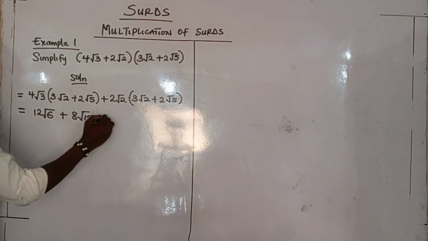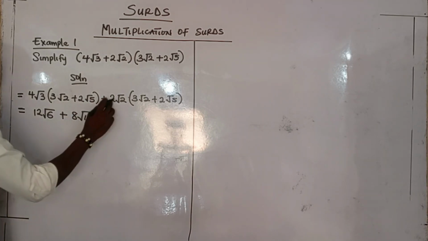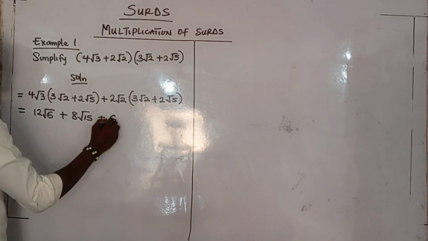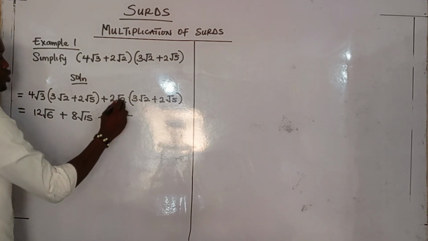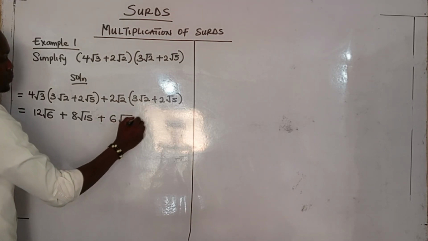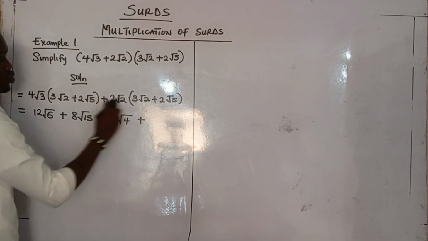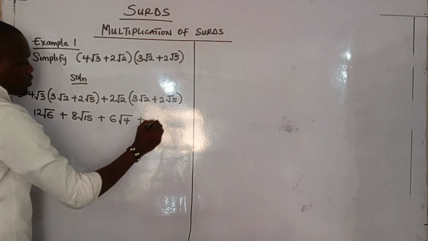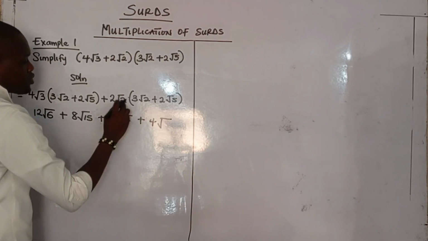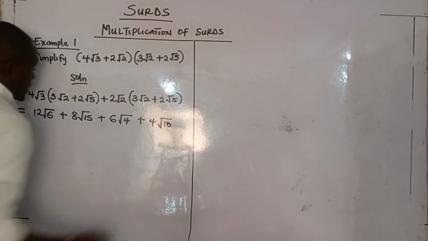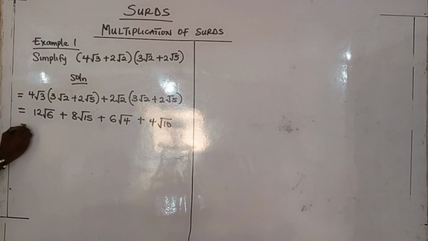Then we have plus. We'll repeat the same thing here. 2 times 3 will give us 6. Then we have 2 times 2 to give us 4. Then we also have 2 times 2 to give us 4. And then we have 2 times 5 to give us 10.